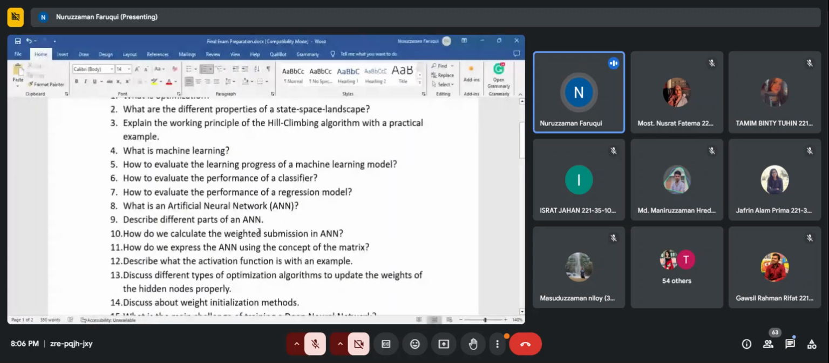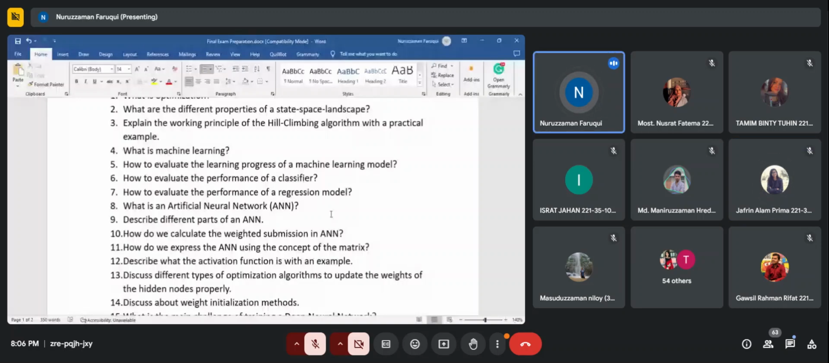Again, let's have a look at this question. How to evaluate the performance of a regression model? In 3 words, what's the answer? Performance? Yes, you got it. You're close. Mean squared error, root mean squared error. Yes, sir. Okay, you got it.